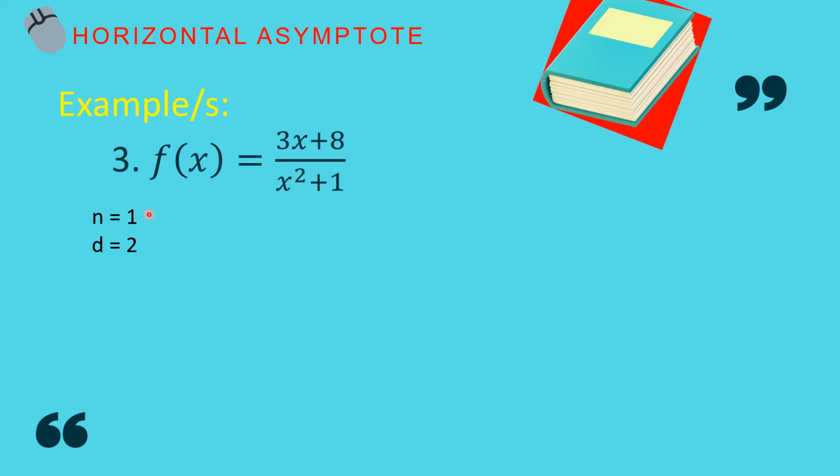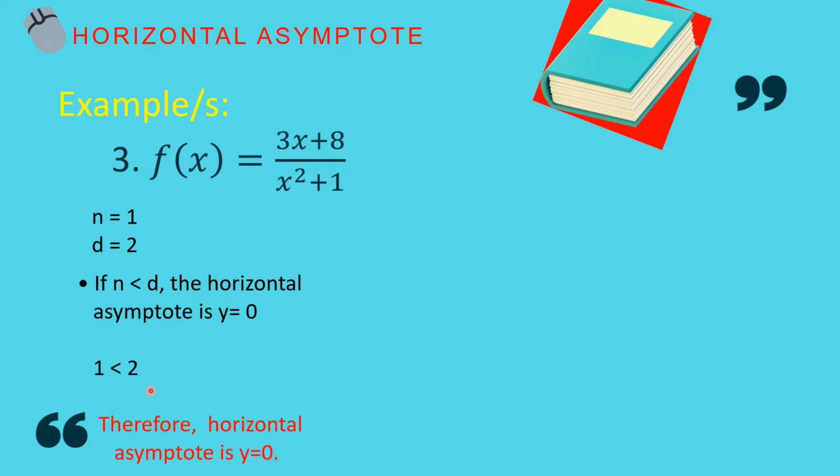Okay, so, ilagay natin yan or tingnan natin doon sa ating conditions. Saang condition siya pasok? So, eto, if n is less than d, the horizontal asymptote is y equals 0. So, our n is 1, less than our d, which is 2. Therefore, our horizontal asymptote is y is equal to 0.